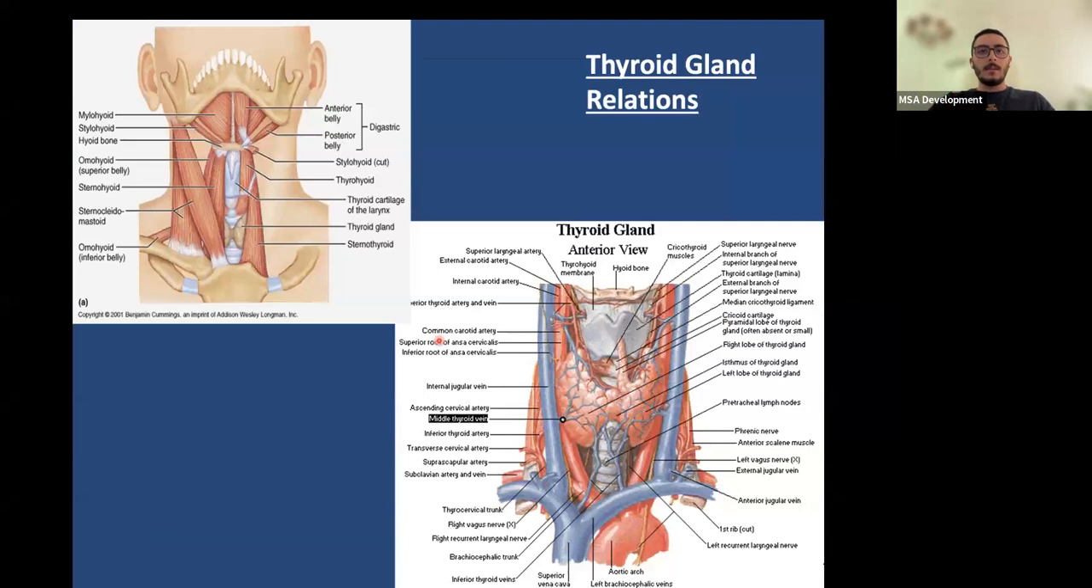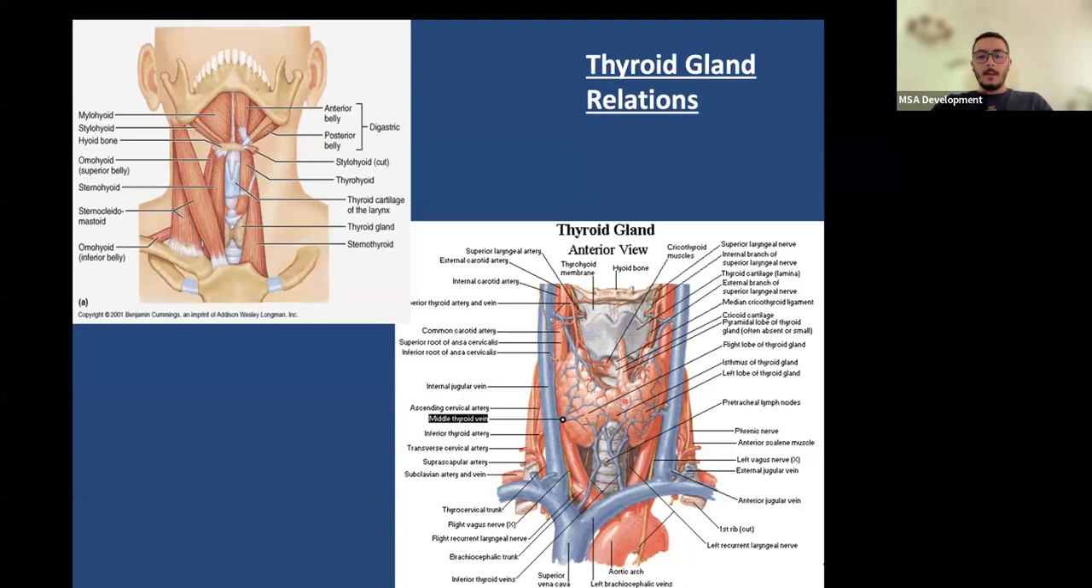Let me quickly talk about the thyroid gland relations, or its relationship to the organs surrounding it. But let me first orient you to these images. This is the thyroid gland, and this image is showing you the thyroid gland just directly under the skin, because it lies under the muscles. However, this picture is without the muscles, so the muscles are dissected.